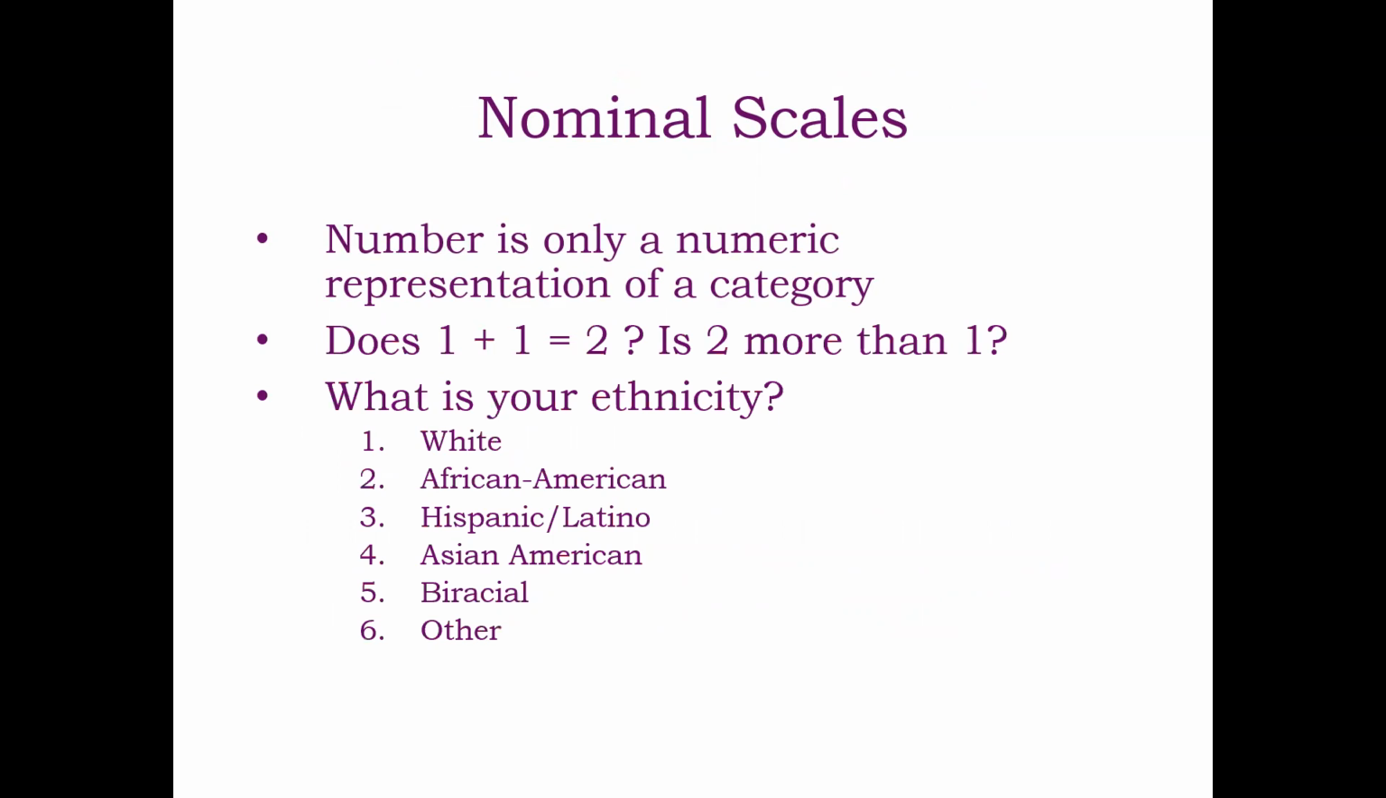So for example, what is your ethnicity? And then you code that as 1 equals white, 2 equals Afro-American, or it doesn't matter. You could have 99 equal biracial, 5 equal Asian American, 650 equal Hispanic. It doesn't matter. The numbers don't do anything but tell your statistical software what category people fall into. It's categorical. Nominal scales are categorical.